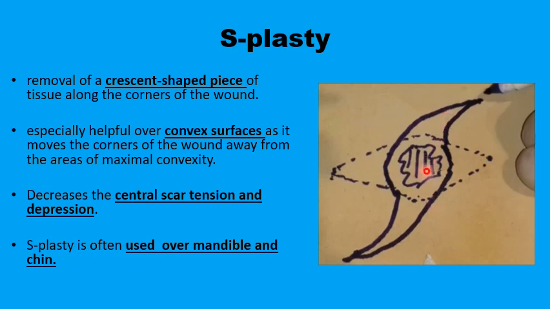It's particularly useful when you want to prevent any tension on the central part of the wound to avoid wound depressing. That's useful when you are working over convex surfaces like the nasal bridge or the chin. That's the main advantage of the S-plasty, plus it can be combined with an M-plasty to preserve further tissue.